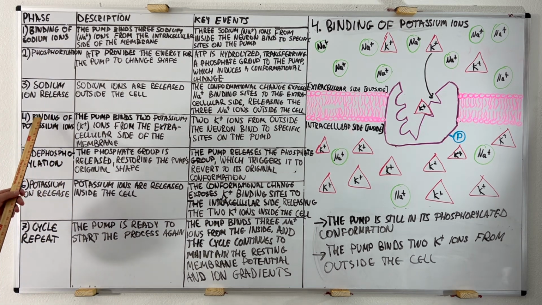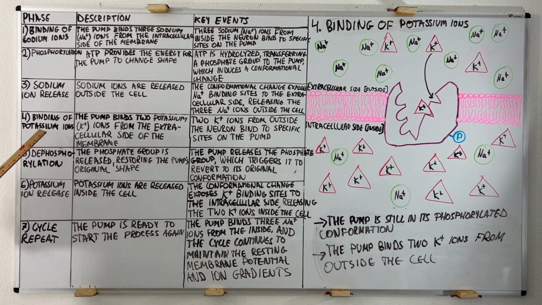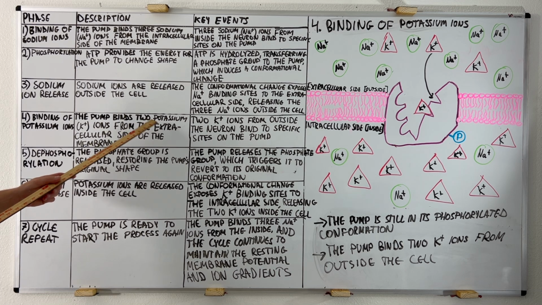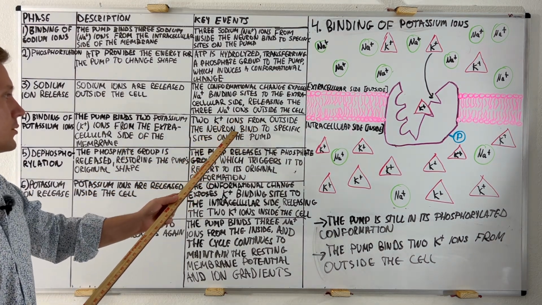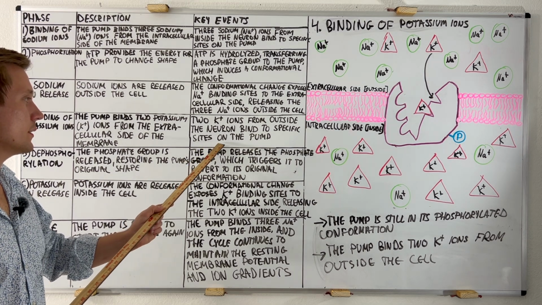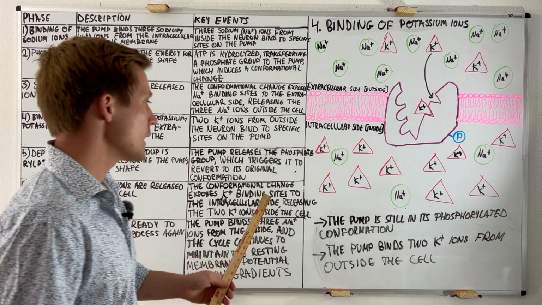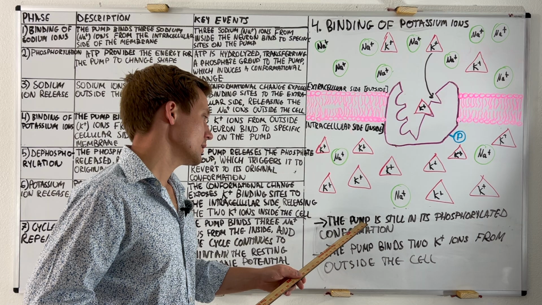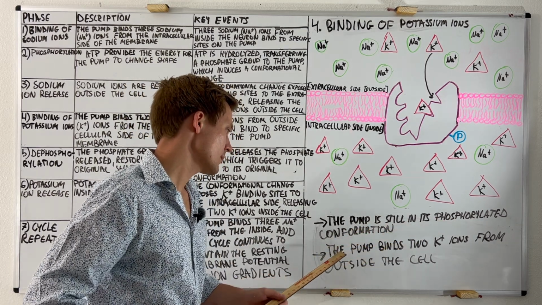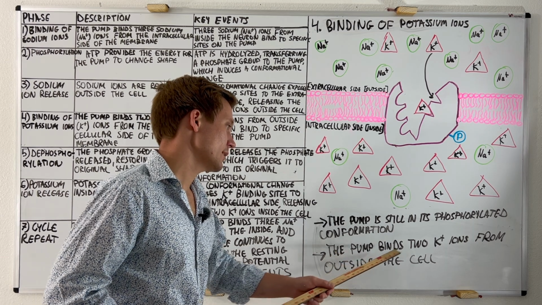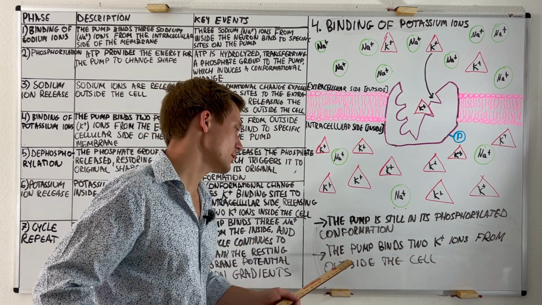So number 4, binding of the potassium ions. The pump binds 2 potassium ions from the extracellular side of the membrane. 2 potassium ions from outside the neuron bind to specific sites on the pump. And the key note here is that the pump is still in its phosphorylated conformation, and the pump binds 2 potassium ions from outside the cell.